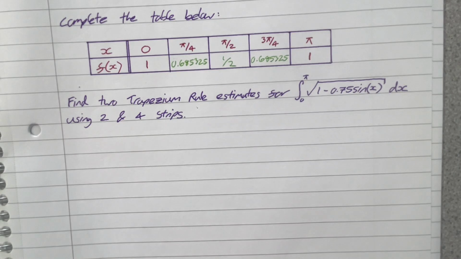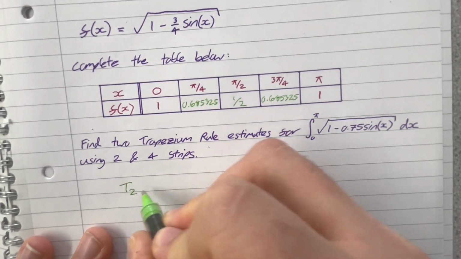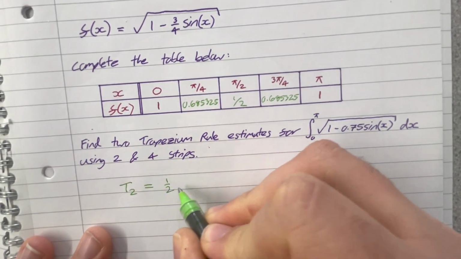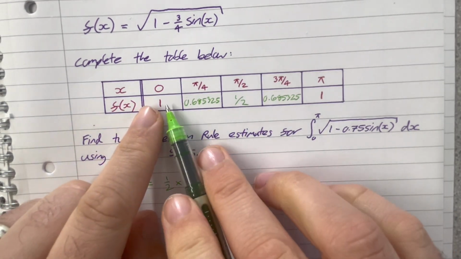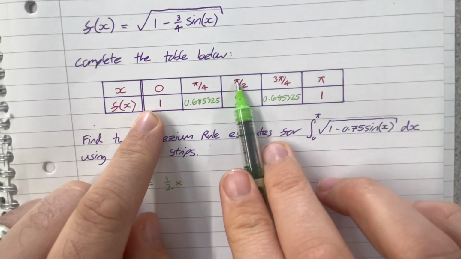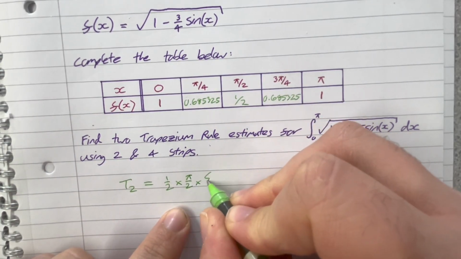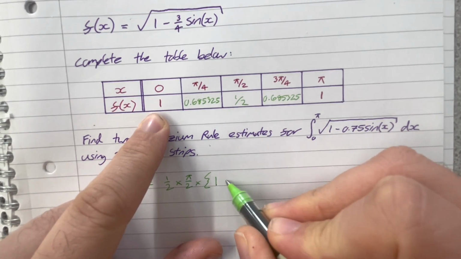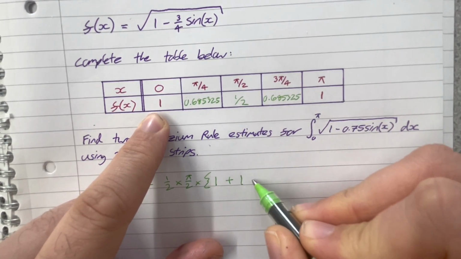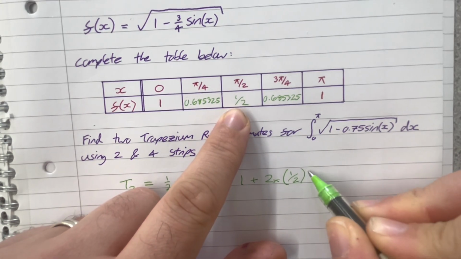Find two estimates for the integral using the trapezium rule, using 2 and 4 strips. So using 2 strips, I'm going to say T2, that is going to be a half times h. So using 2 strips, I'm using that value, and that value. So the h value is going to be pi on 2, times the first y value plus the last y value plus 2 times all the other y values, but there's only one other y value there.